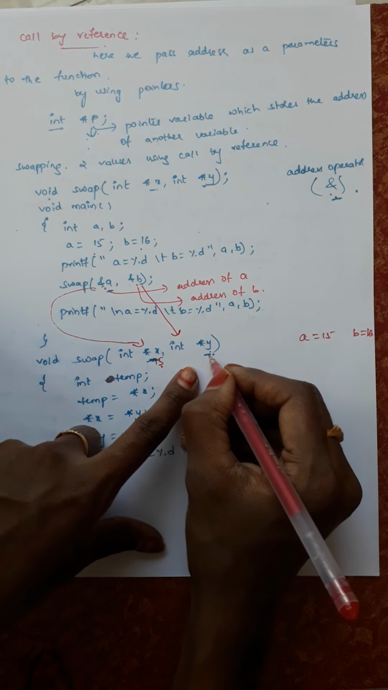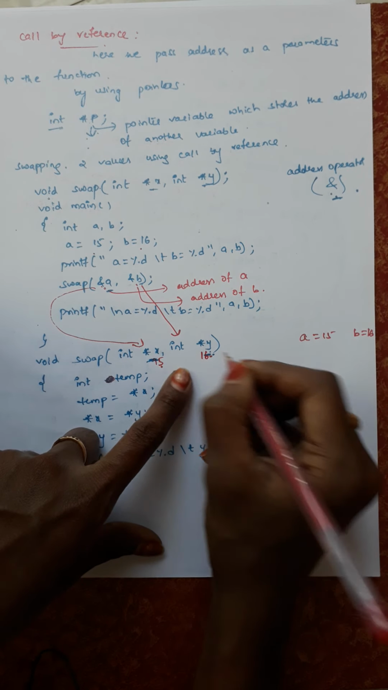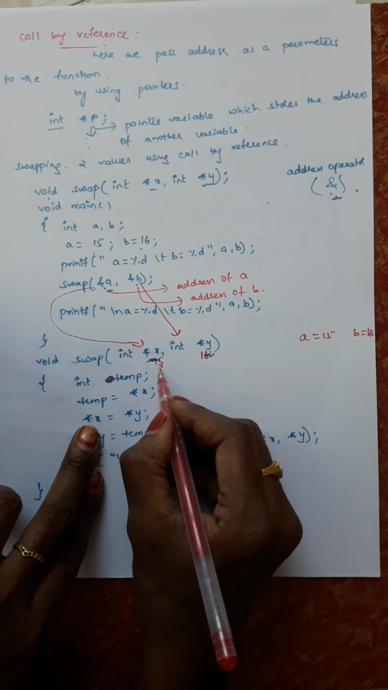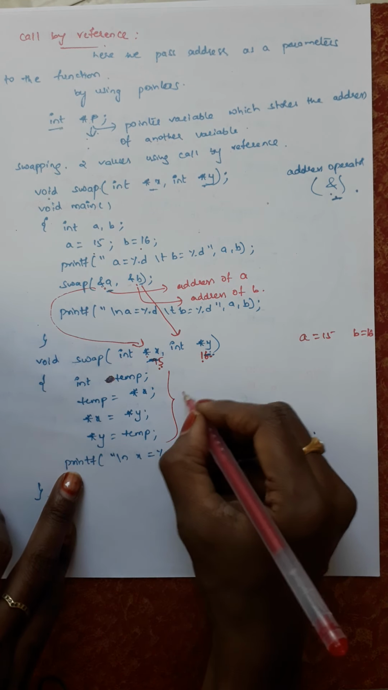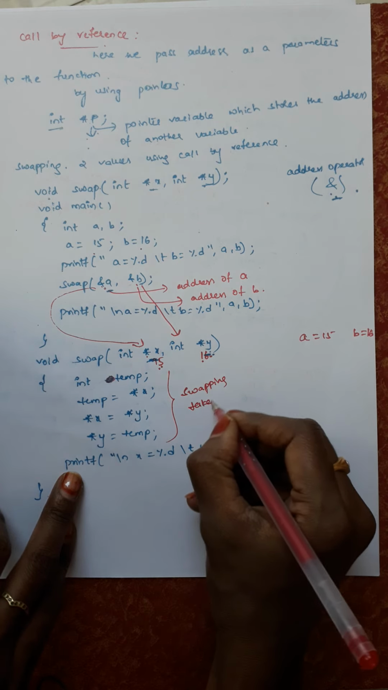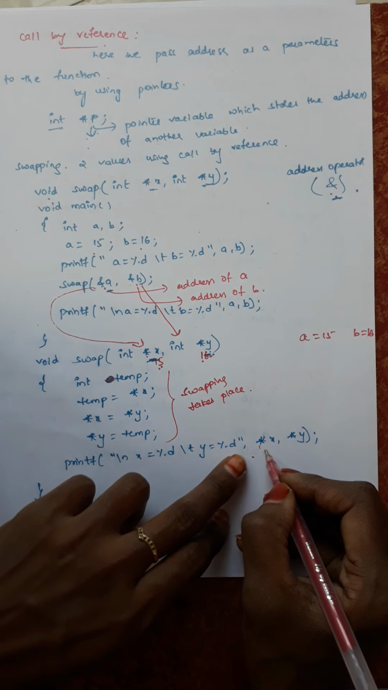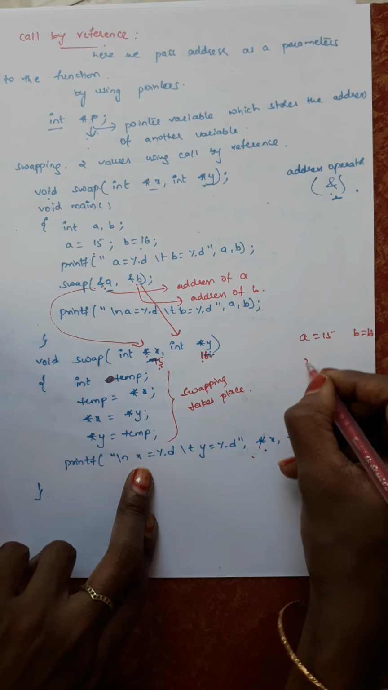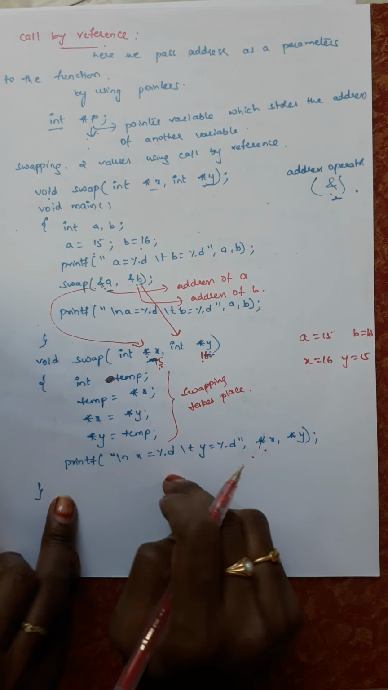Here it receives the address. What does that address contain? A value. What is the value? 16. Now what is *x value? 15. What is *y value? 16. What happens here? Here swapping takes place. So after swapping, what is the x value? 16. What is the y value? 15. The function execution is over.